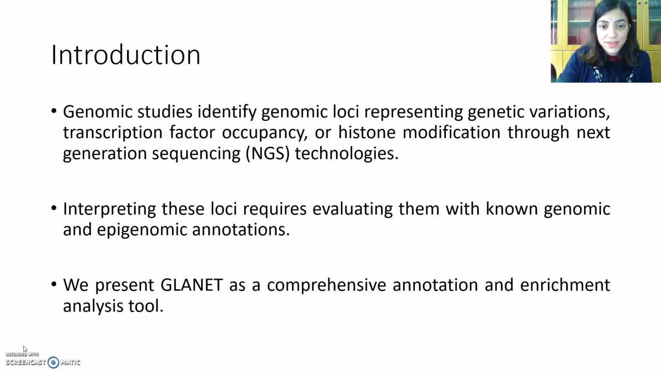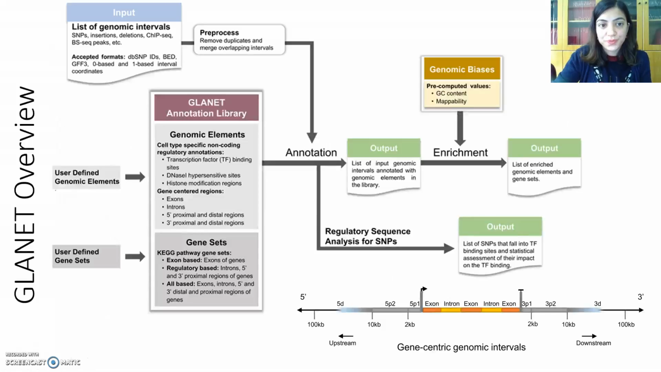Next generation sequencing technologies provide an enormous number of genomic intervals. They represent genetic variations such as SNPs, insertions, deletions, or they can represent intervals of regulatory elements such as transcription factor binding sites, histone modification regions, and DNase hypersensitive sites. In order to interpret these intervals, we have to overlap them with known genomic and epigenomic annotations. Here we present GLANET as a comprehensive annotation and enrichment tool.